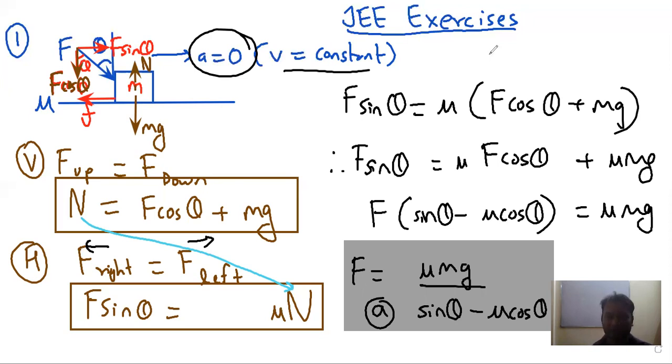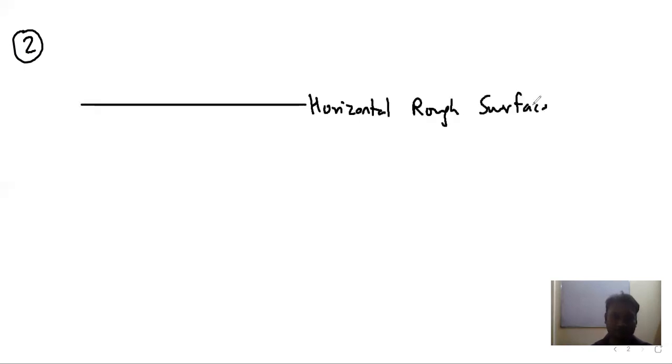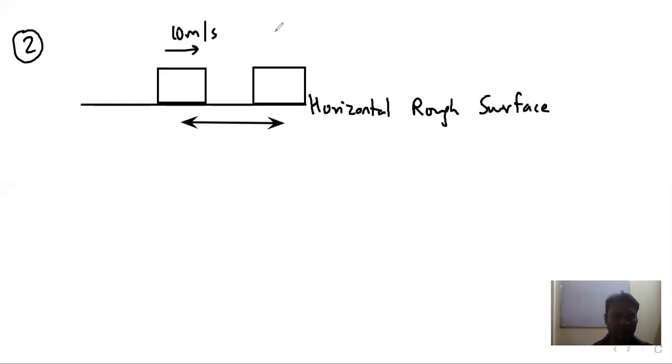Then moving on to our next question, which is the second question. In the second question, we have a block which slides with some velocity, 10 meters per second, along a horizontal rough surface. So this is the horizontal rough surface, and this is the block on it. The block comes to rest after covering some distance. It is sliding with 10 meters per second initially. Final velocity is 0. And the distance covered is 50 meters. So we have to calculate the value of mu k in this case.